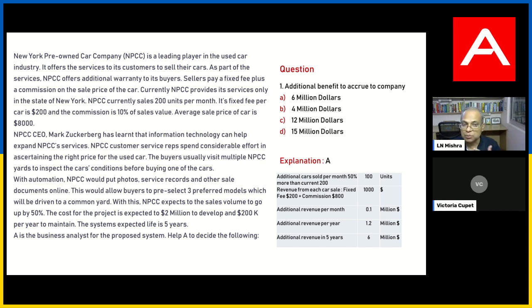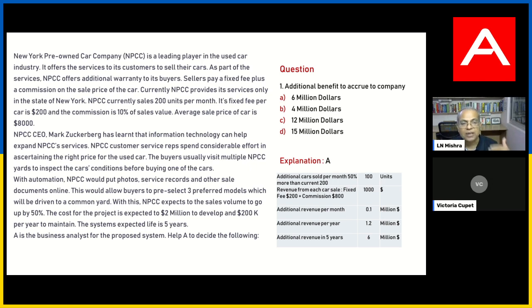And how much money do we make per unit of sale? The case says that you get $200 fixed fee, plus you get a 10% commission on the car value. And these are old cars, so you typically sell them at about $8,000. So you get $800 as commission. It's an average value because each car can sell at a slightly different price, but we can't get into that level of detailing. This is good enough information to estimate. So we get about $1,000 per car and we are able to sell 100 units more.